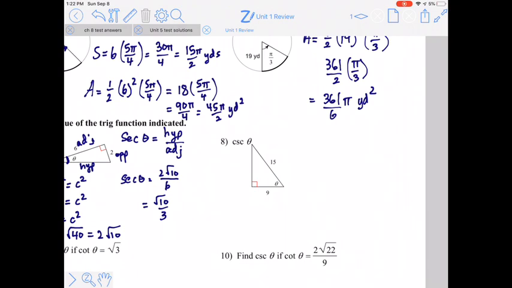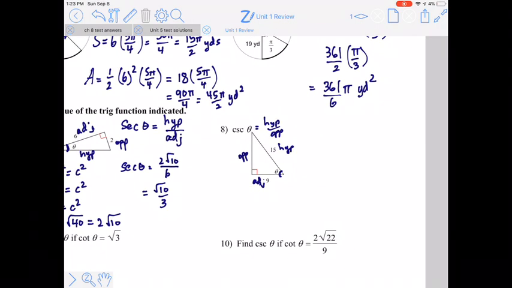The cosecant, number 8, cosecant is the reciprocal of sine. Sine is opposite over hypotenuse, so cosecant will be hypotenuse over opposite. And where our angle theta is in this triangle, this would be the opposite length. This is the hypotenuse, and that's the adjacent.